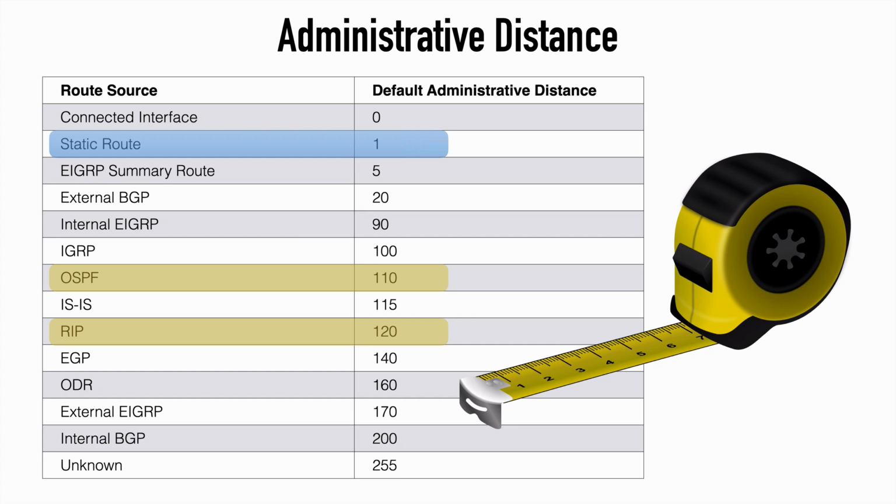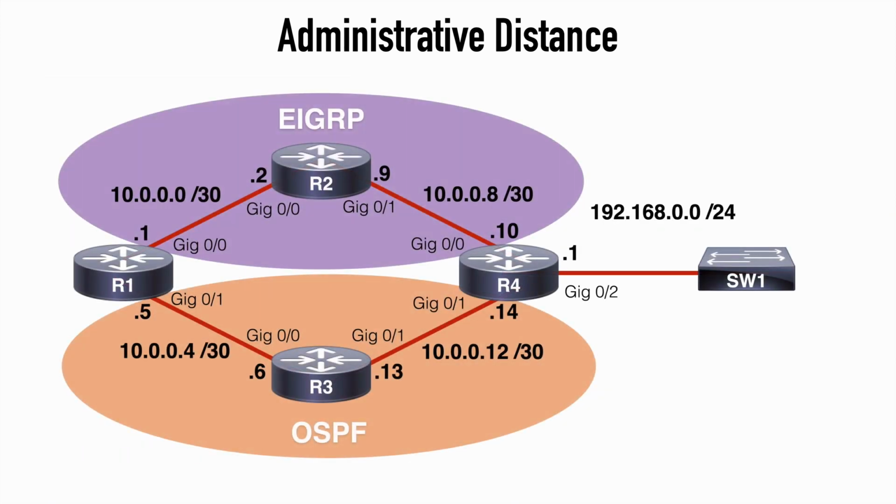We call that a floating static route, which is a static route that has a higher administrative distance than the value of 1. And we use those to back up another type of route. Let's look at this in action and see how we can change the AD values for some of our routing protocols. Here you can see the topology that we're going to use.